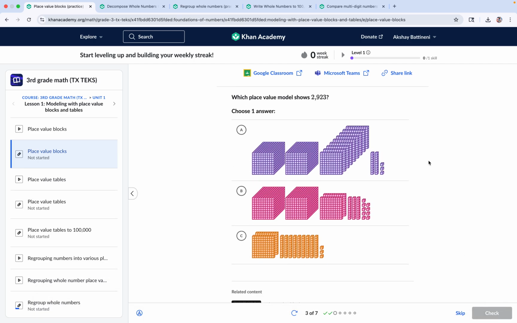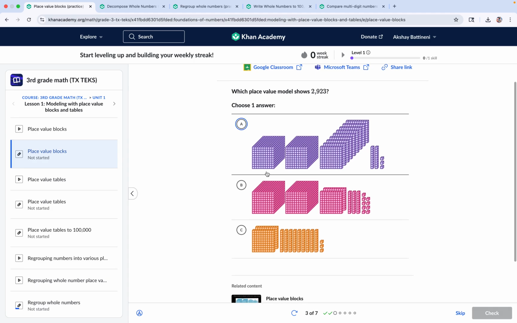Okay. So now it's like the reverse. Now it's giving you the number, and we have to find which is the place value. Okay. Which place value model shows 2,923? Pretty big number. Okay. I'll give you all some time to do it. Hopefully you guys got it. Now I'll start telling you how we do this. Okay, so let's go through each answer choice.